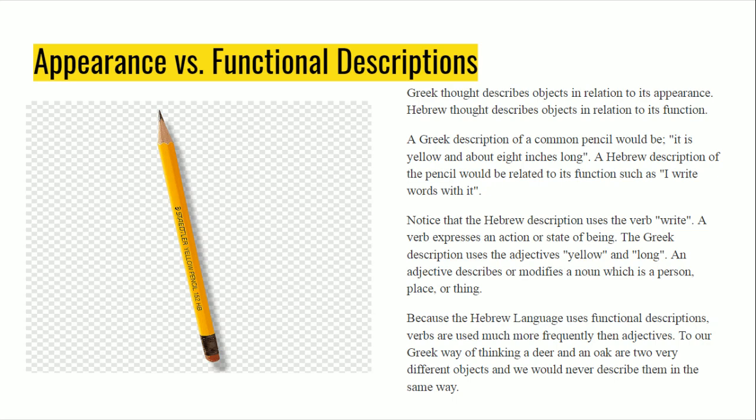So another difference is appearance and functional descriptions. Greek thought describes objects in relation to its appearance. Hebrew thought describes objects in relation to its function.